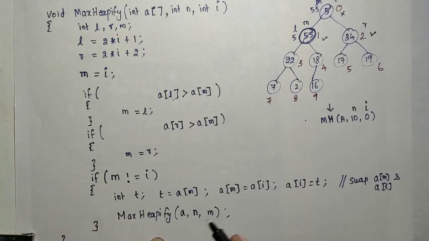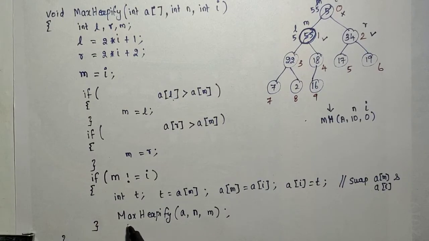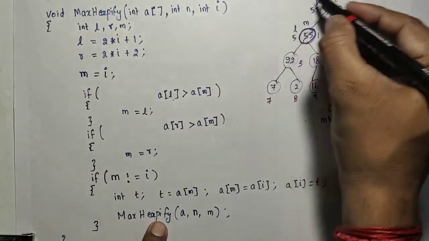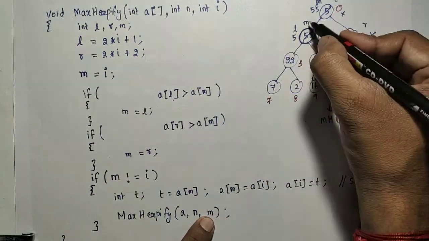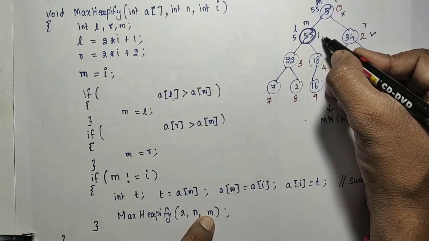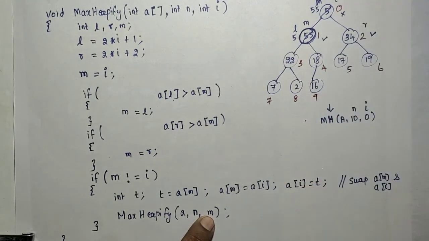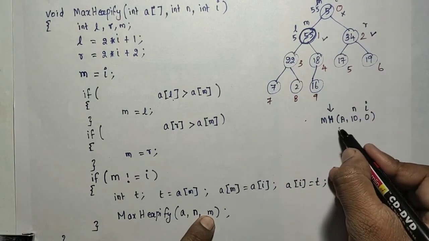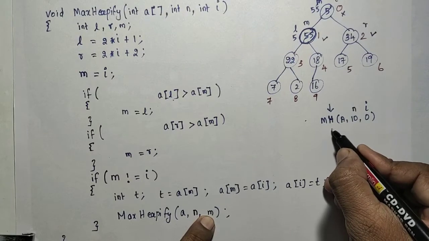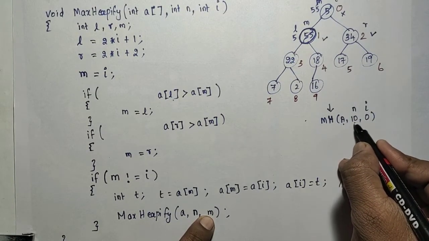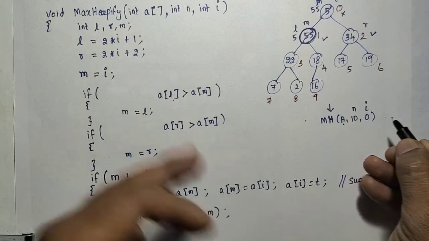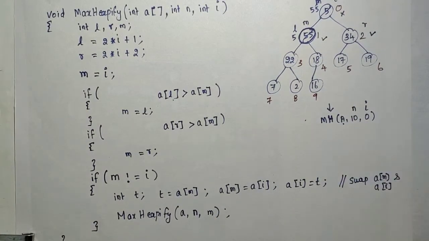Now what is happening here is we are calling max heapify again for the same tree. M is now passed as I, and M is nothing but 1, so 1 will be passed as I. After changing the content, this call is again A comma 10 comma M, which is now 1. So A comma 10 comma 1, like that it is calling.